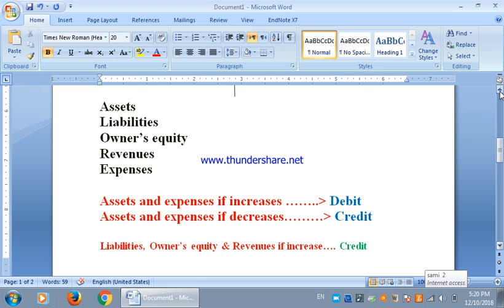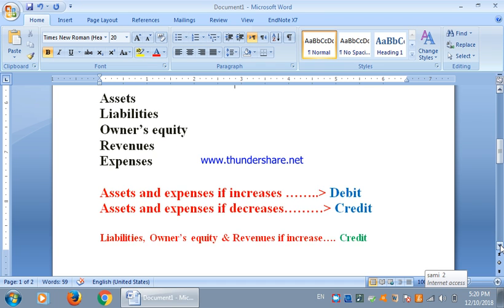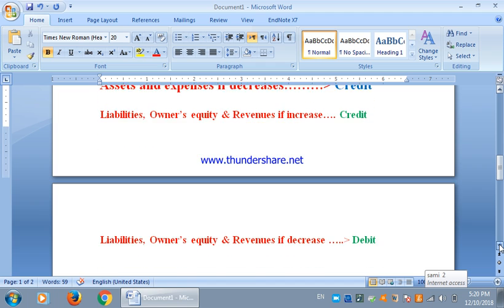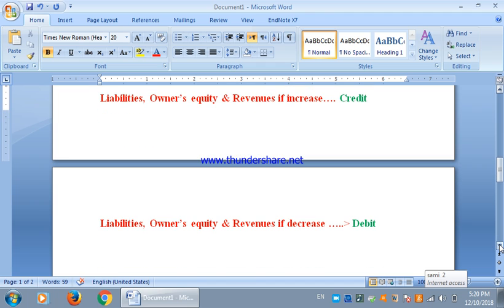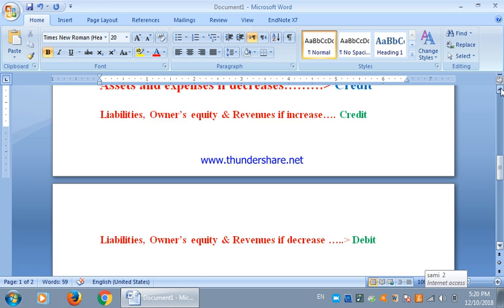in the other three accounting families, that is liabilities, owner's equity and revenues. Whenever there is an increase in liabilities, owner's equity and revenues, you need to credit it, while if there is a decrease in liabilities, owner's equity and revenues, you have to debit it. So simply keep this in your mind.